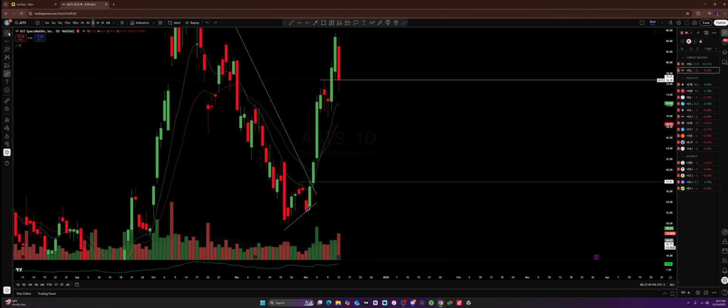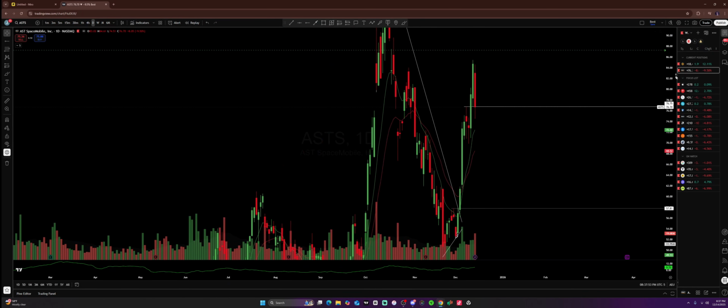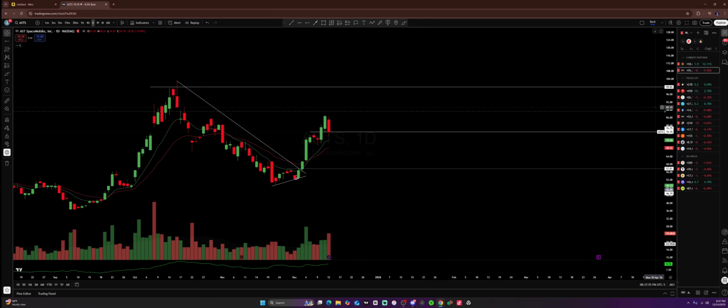So it's always very important for you to wait a couple extra seconds, a couple extra minutes or hours to, you know what I mean, take a trade. Very, very important. So hopefully you guys see this ASTS wedge pop. That was a very good setup.